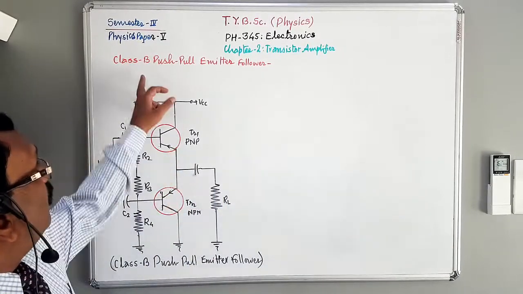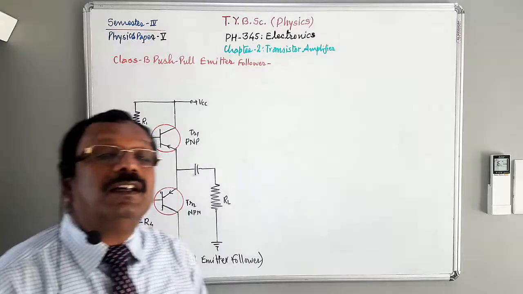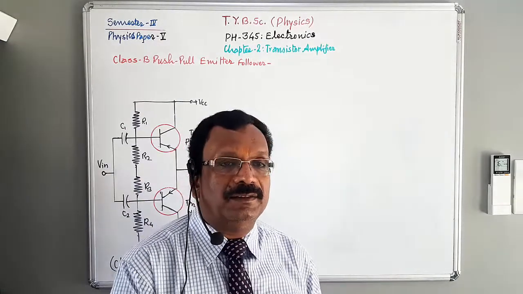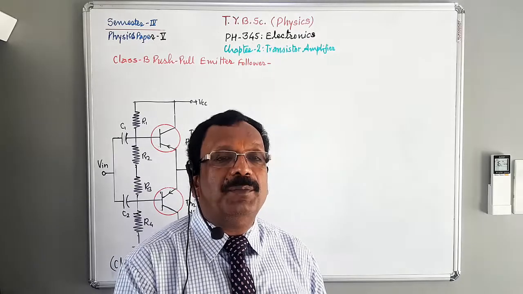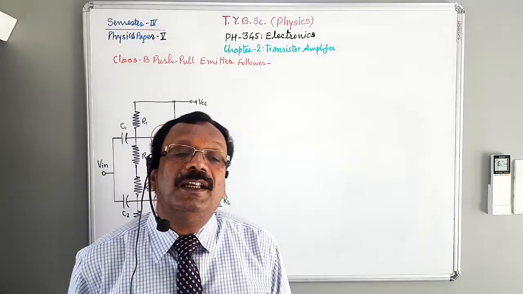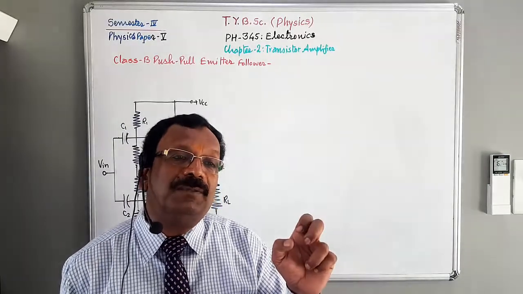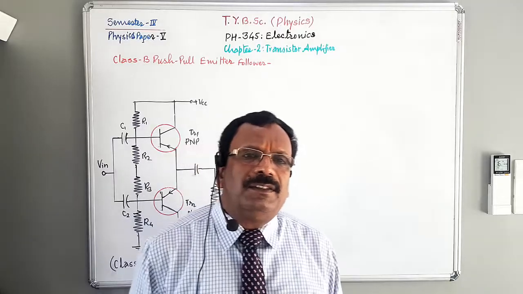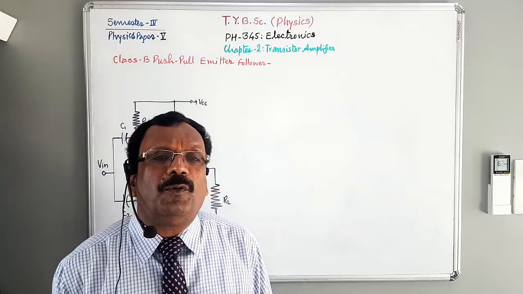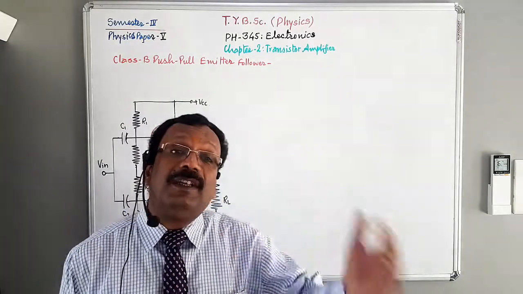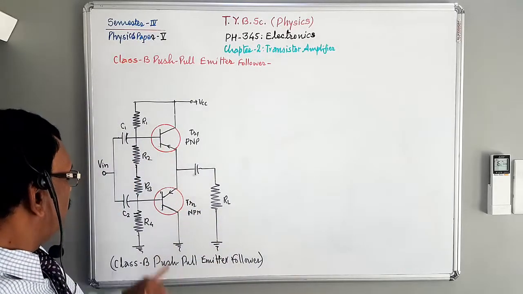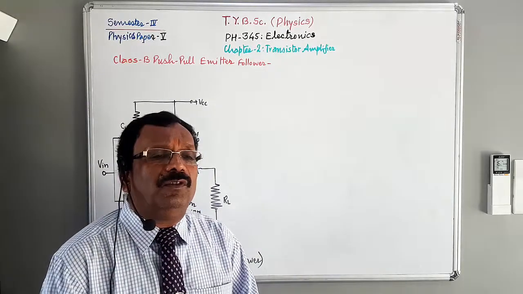Now next one, class B push pull emitter follower. This is quite different as compared to other classes, but quite close to the class B push pull amplifier. What is the difference? There is a somewhat large difference between class B push pull operation and class B push pull emitter follower. Here this figure shows a class B push pull emitter follower.